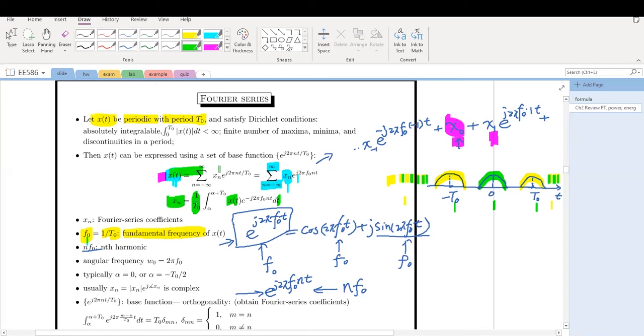And this is the Fourier series expression. Typically, the Fourier coefficient is complex, so it has the magnitude, it also has the phase.